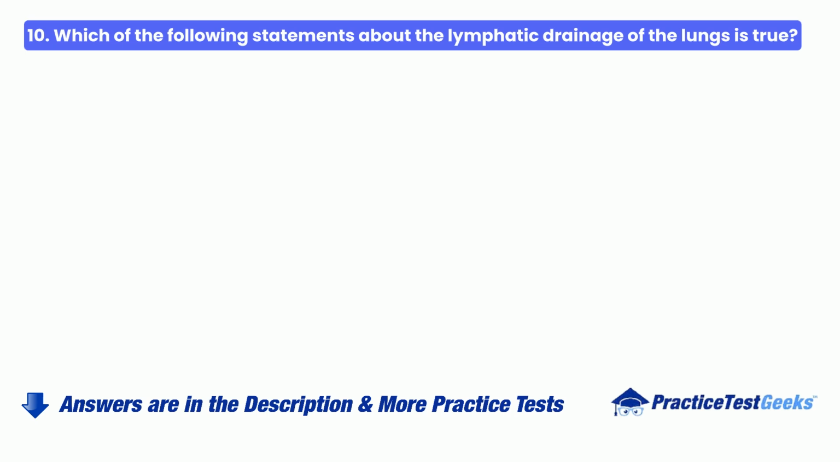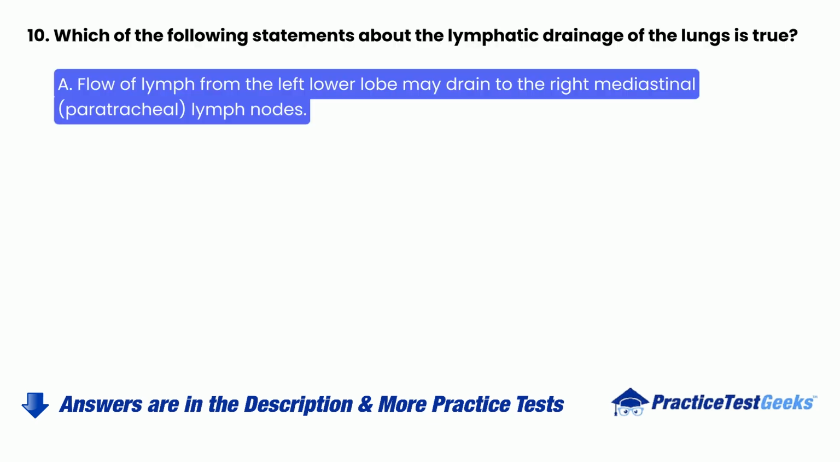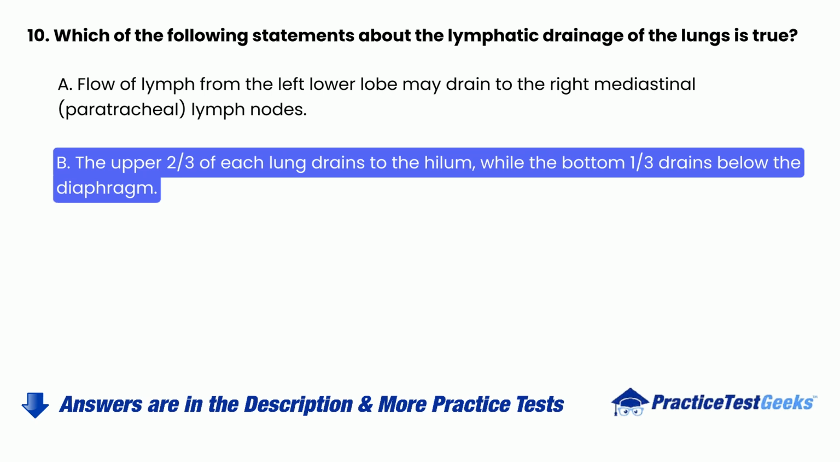10. Which of the following statements about the lymphatic drainage of the lungs is true? A. Flow of lymph from the left lower lobe may drain to the right mediastinal, paratracheal lymph nodes. B. The upper 2/3 of each lung drains to the hilum, while the bottom 1/3 drains below the diaphragm.